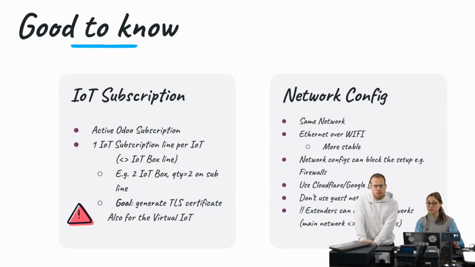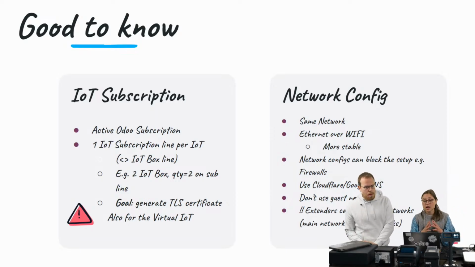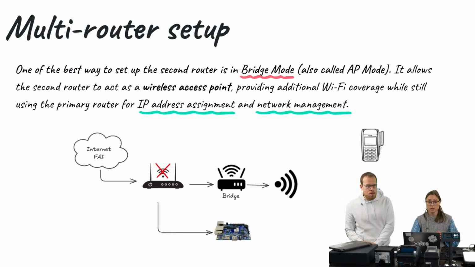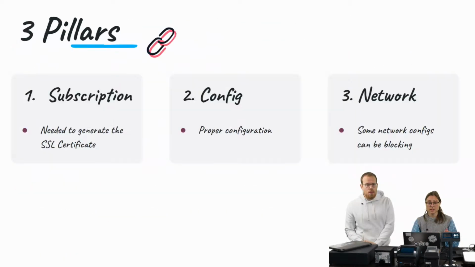And if you also have subnetworks or extenders that create subnetworks, this can really be problematic for the installation of the IoT. And if you have a second router, then you would need to put it in bridge mode. So let me show you here. You have 2 routers. One is not going to give the network anymore. You just have one, and it's that one that's also going to do the assignation of the IP addresses in the network.